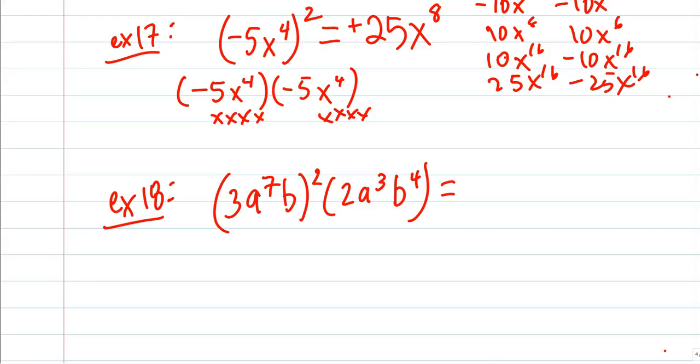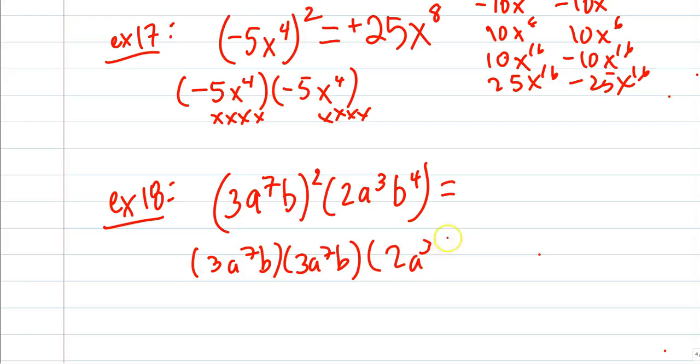You should have 18 a to the, looks like 17th, b to the 6th. How did I do that? I did this. 3a to the 7th b, 3a to the 7th b. That's 3a to the 7th squared, twice, times 2a to the 3rd b to the 4th. And then I could multiply 3 times 3 times 2. 9 times 2 is 18. A to the 7th, a to the 14th, a to the 17th. b squared to the 6th.